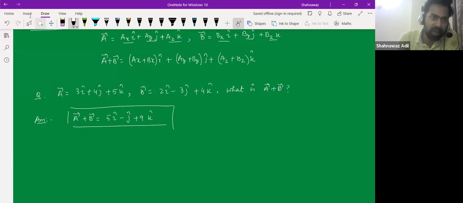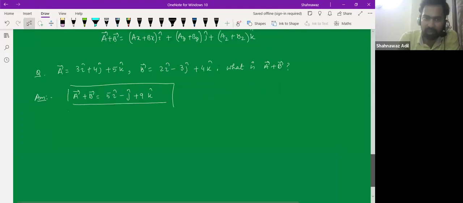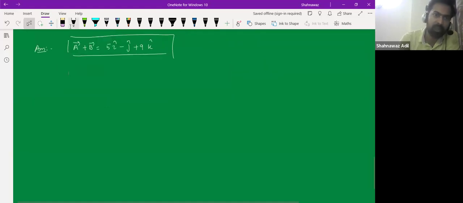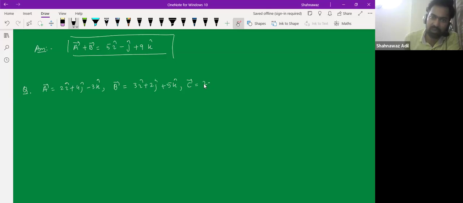So you have three vectors, right? A is 2i plus 4j minus 3k. You have B, which is 3i plus 2j plus 5k. And then you have a C vector, which is, let's say, 4i plus 3j minus 5k.